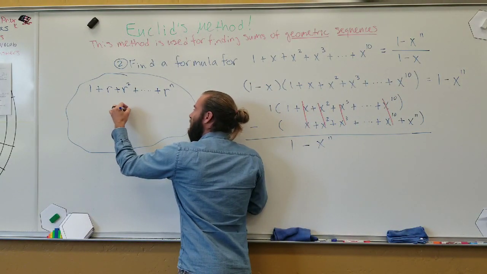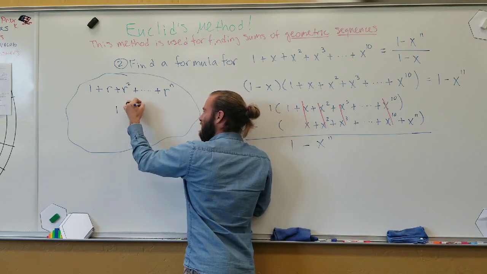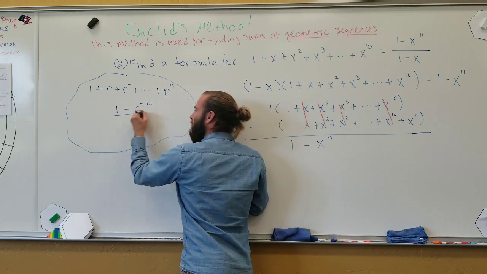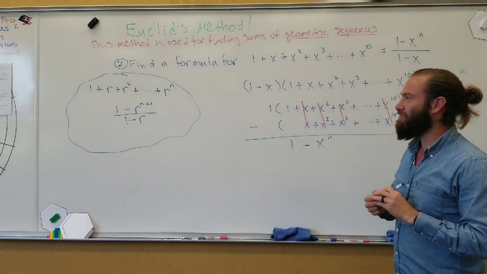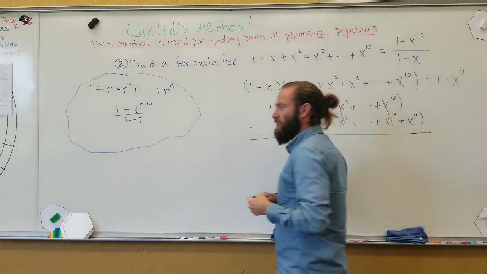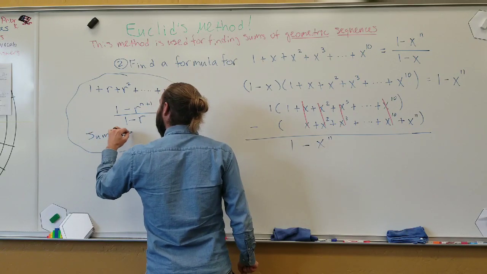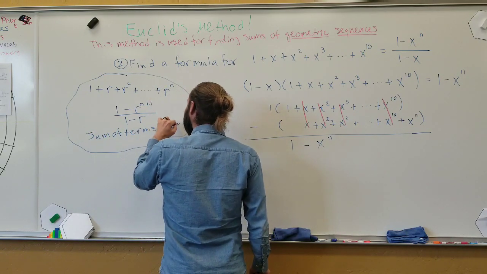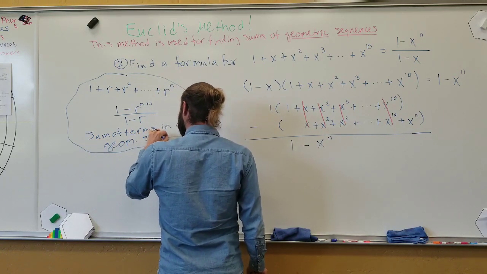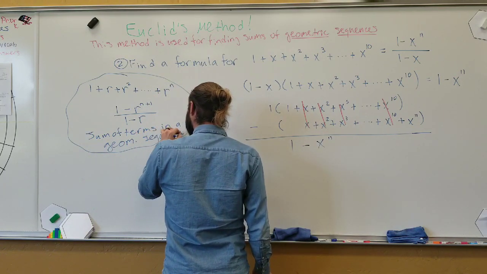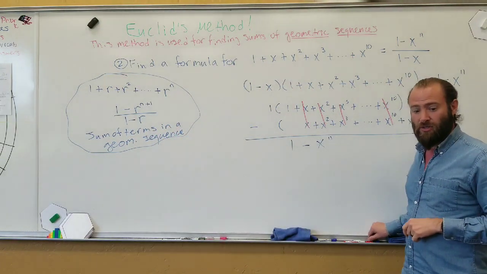Do you agree that this is 1 minus r? Well, what's the next term above r to the n? It's r to the n plus 1, right? Over 1 minus r. And there's a really helpful formula for the sum of the terms in a geometric sequence. And there's everything you need to know about Euclid's method.